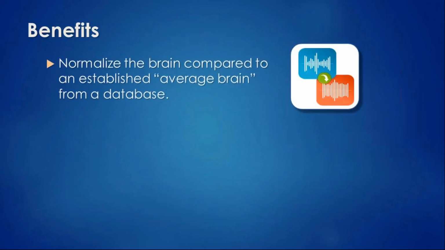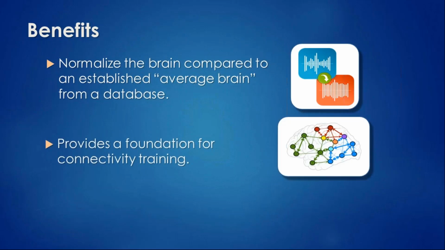Benefits of this type of normative database already described, but I'll say them again anyways. We can normalize the brain activity compared to an established average brain, and so it really gives us a fixed line or guided path of where we're training towards and when we actually get there. Benefits of these normative databases are also that they provide a foundation for connectivity training. What do I mean by connectivity training? We can actually evaluate how different sites of the brain communicate with each other, and we can also influence training by letting someone know that these two regions should be communicating less or they should be communicating more.